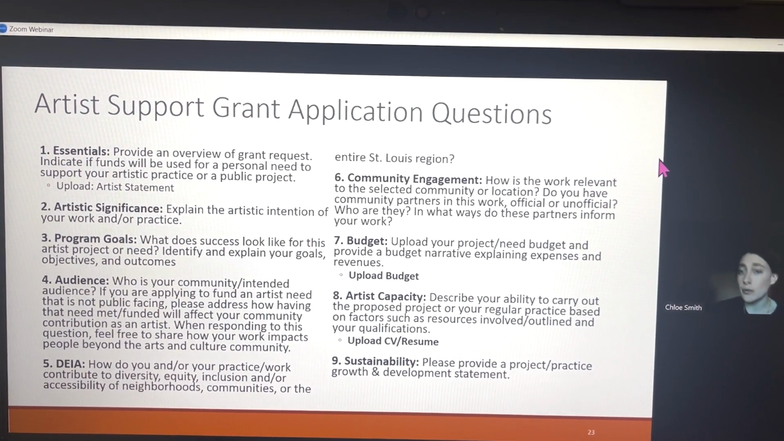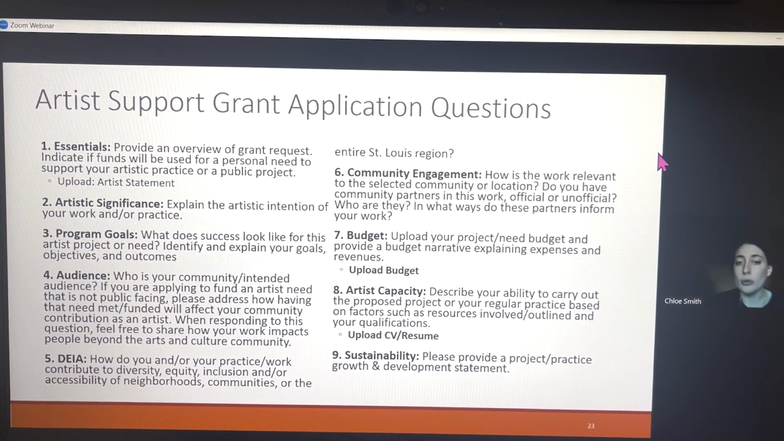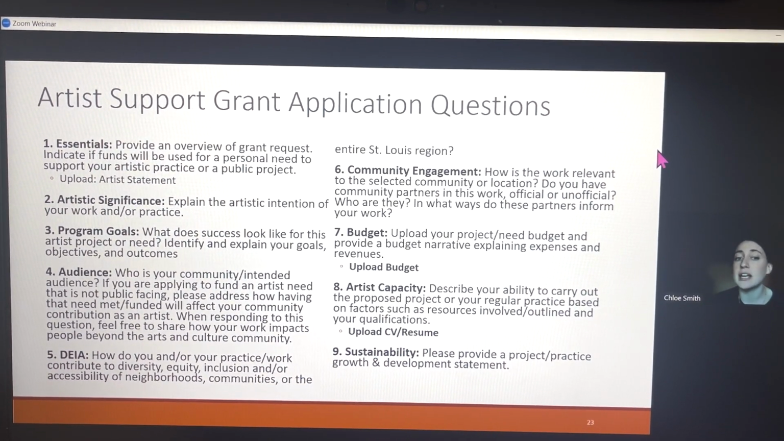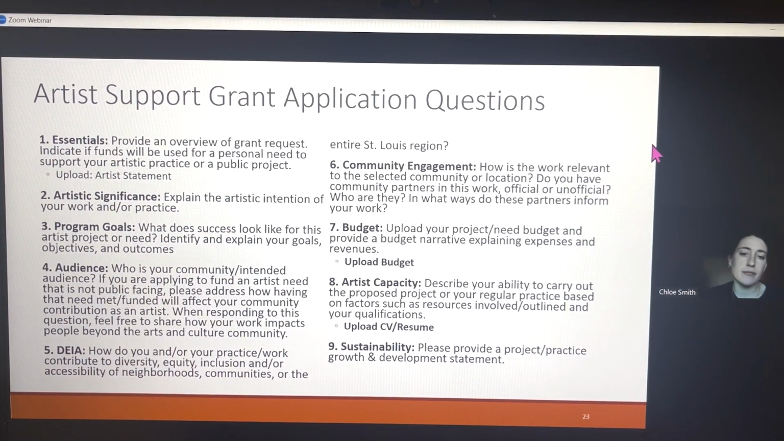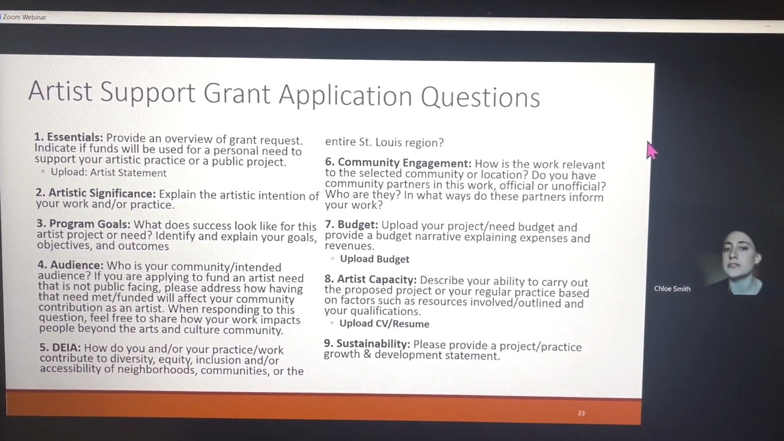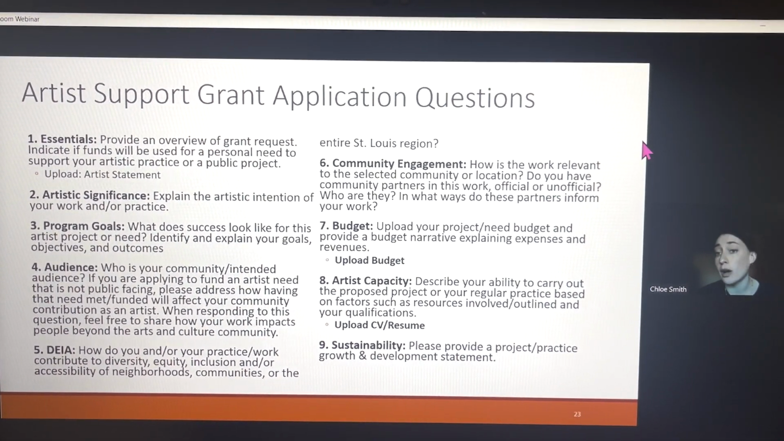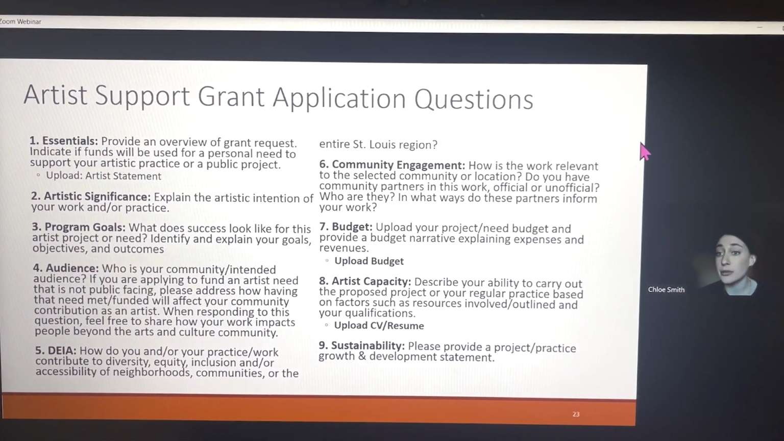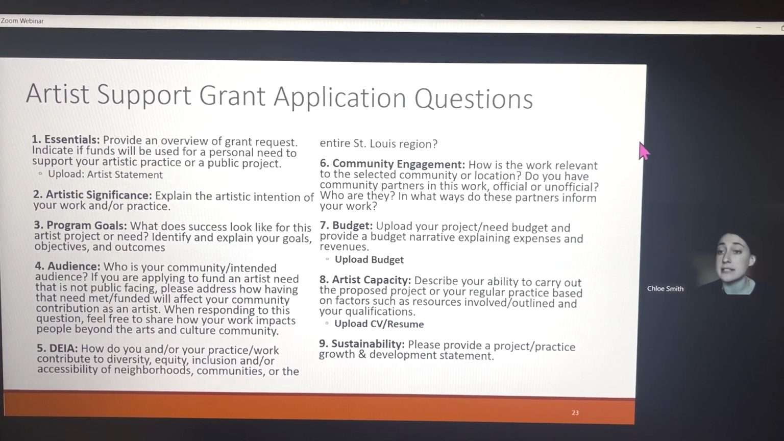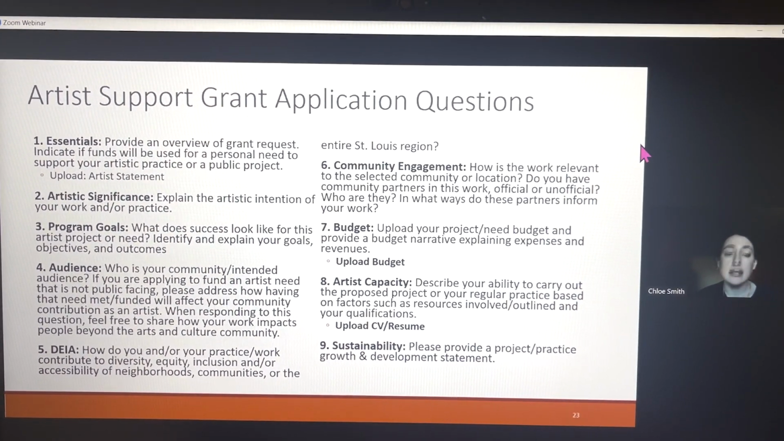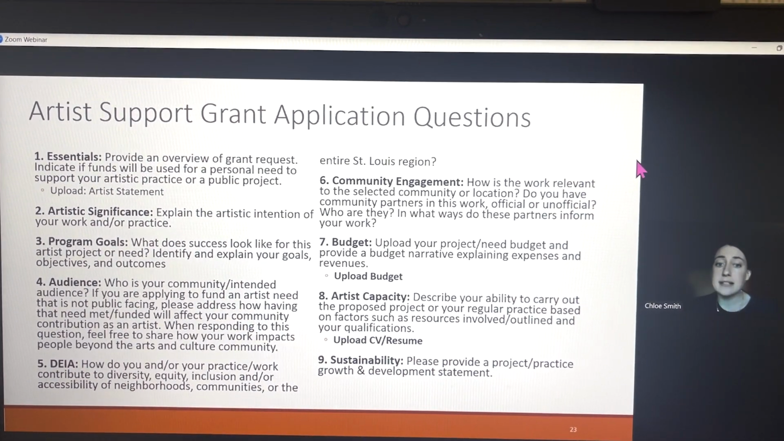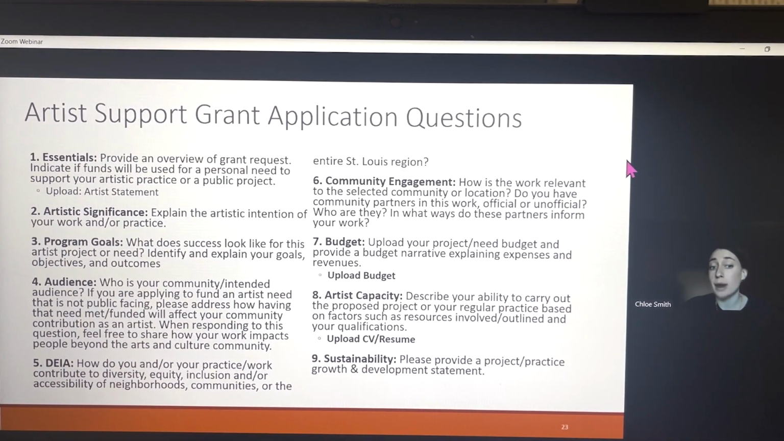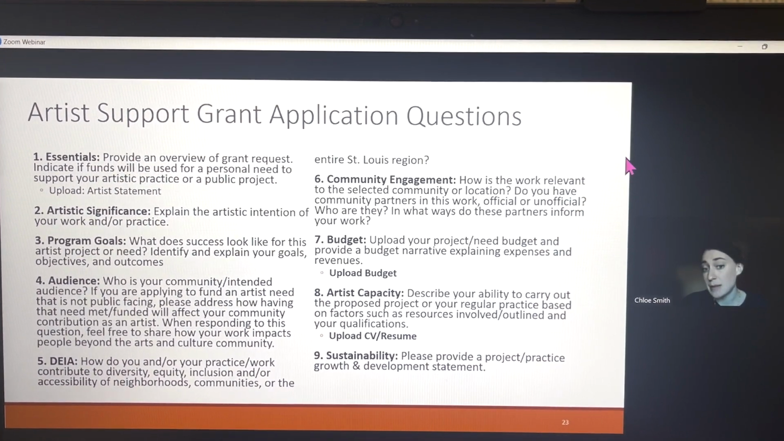The eighth question will be about artist capacity. We'll ask that you describe your ability to carry out the proposed project or your regular practice based on factors such as resources involved or outlined in your qualifications. And here we'll ask you to provide your qualifications, either as a CV or a resume. And then the ninth and final question is about sustainability. We'll ask that you provide a project or practice growth and development statement.